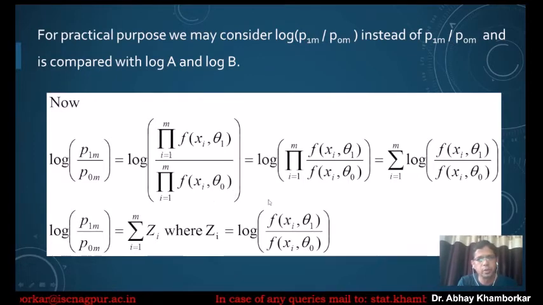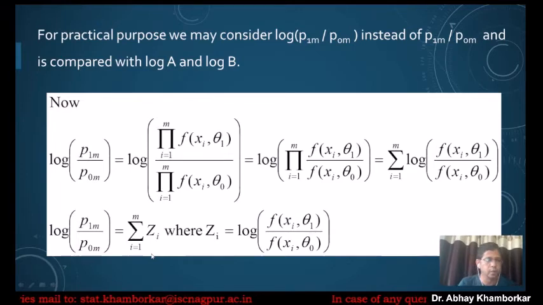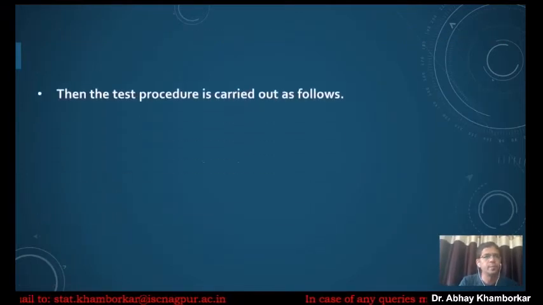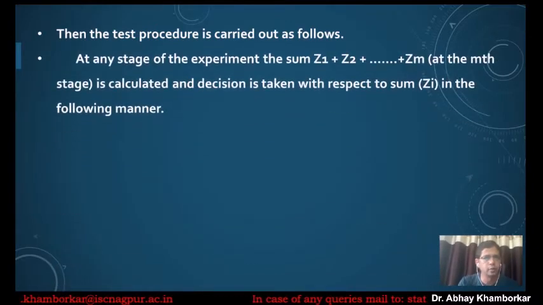So if we solve it, you will find that log of p1m upon p0m is nothing but summation zi, where zi is equal to log of the ratio of the pdf under h1 and the pdf under h0. That means this log of p1m upon p0m will be equal to summation zi. So using this value also, we can rewrite the SPRT which we have seen earlier. Then the test procedure is carried out as follows.